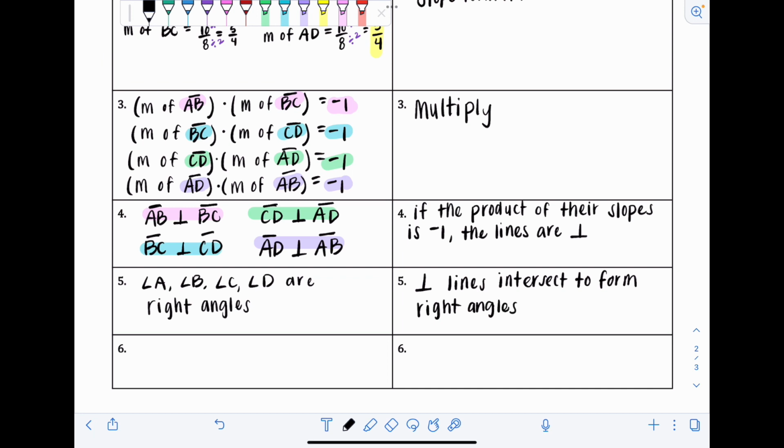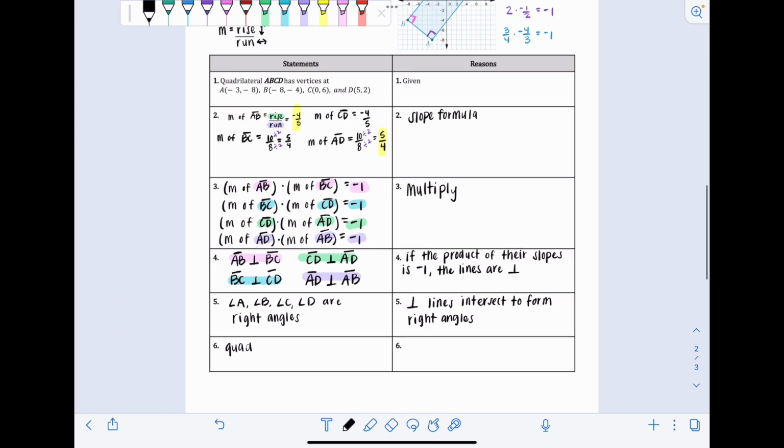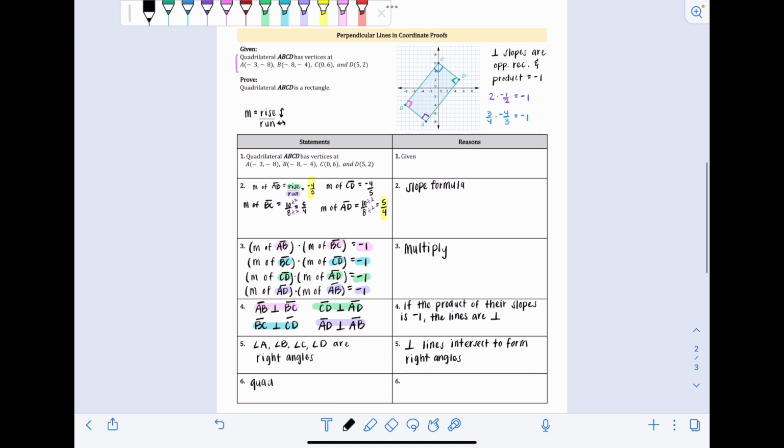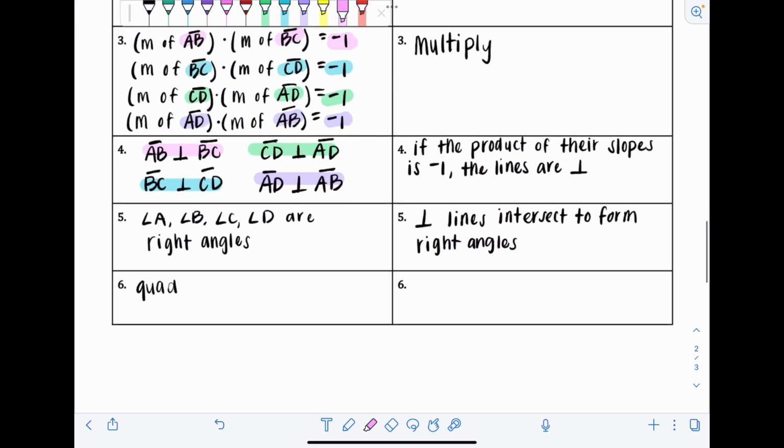Okay, and then for 6 now, we've shown that all 4 angles are right angles. That's what we needed to prove to show that it was a rectangle, so we can close out the proof there. To close it, we want our finishing statement to match what we're trying to prove. We're trying to prove that quadrilateral ABCD is a rectangle. So we can just copy that exactly as is for our final statement in our proof. So quadrilateral, I'm just going to shorten it to quad, but quadrilateral ABCD is a rectangle.